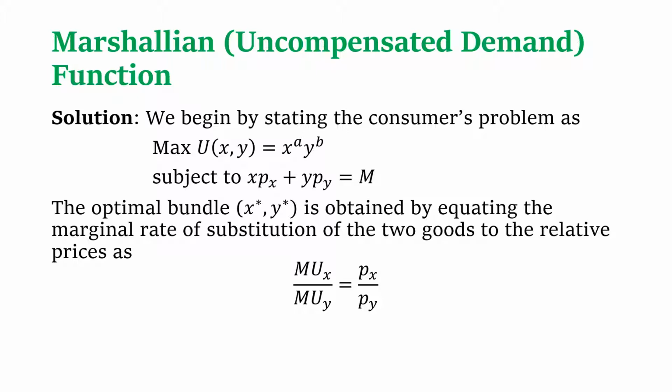So once we obtain those two derivatives, we just divide the marginal utility of good x over the marginal utility of good y to obtain the marginal rate of substitution. And then we equate that to the input price or the relative price ratio. Once we equate that to the relative prices, we can solve and derive both the Marshallian demand functions for good x and y.